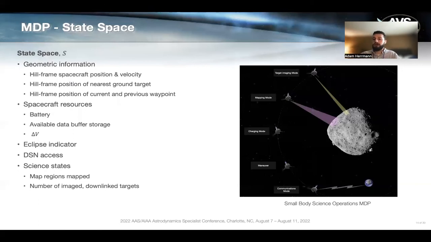So now I'm going to talk about the Markov decision process formulation. Specifically, I'll begin with the state space.